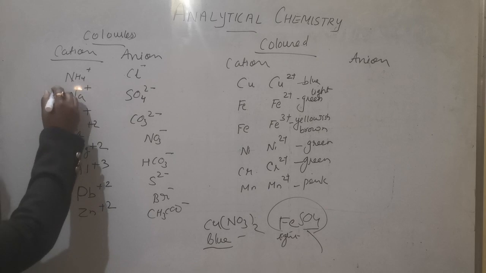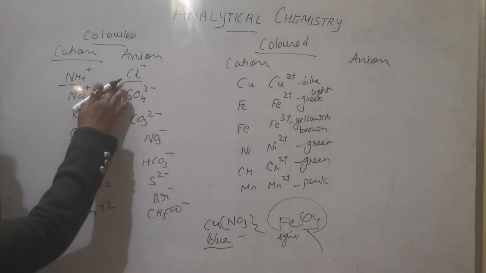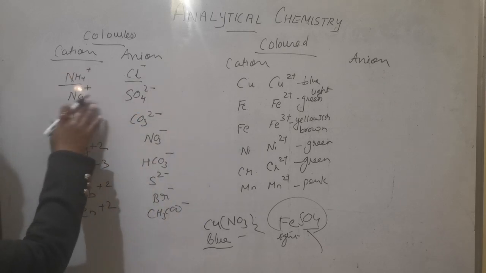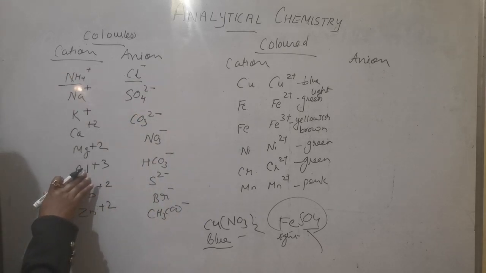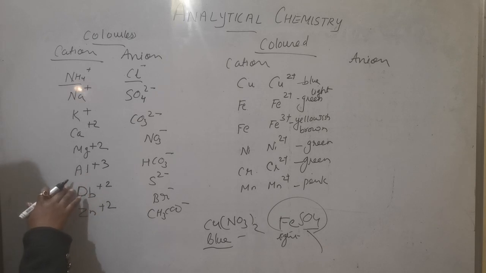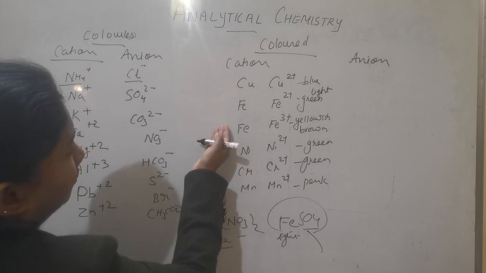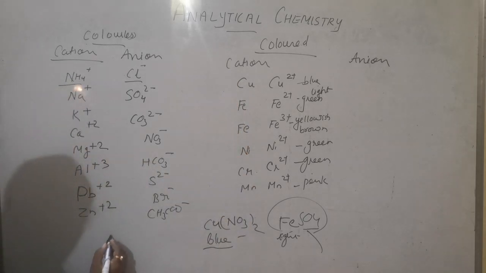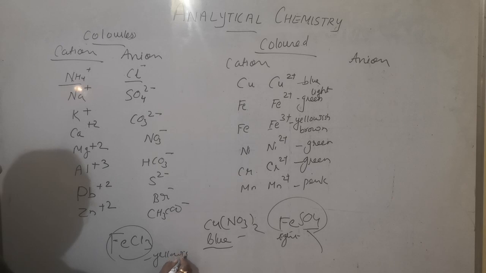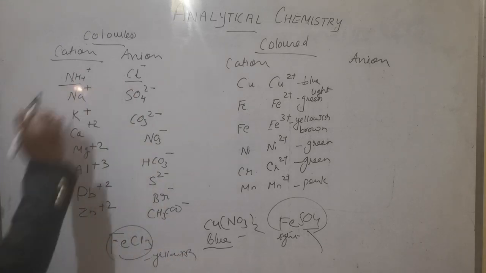Similarly, ammonium chloride, if you combine this ammonia and chloride ion, you will get ammonium chloride and it will be colorless. Sodium sulfate, colorless. And what else? You take any colored ion from here. Ferric chloride. What is the formula of ferric chloride? FeCl3. Ferric iron is in +3 state. Its color is yellowish brown. So the resulting solution will be yellowish brown, because this chloride ion is colorless.